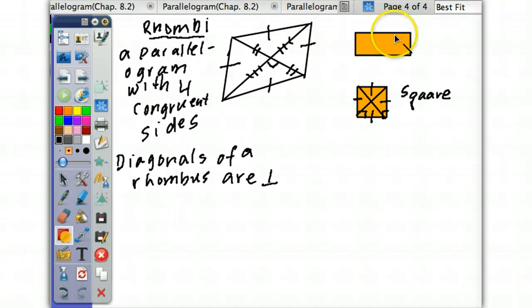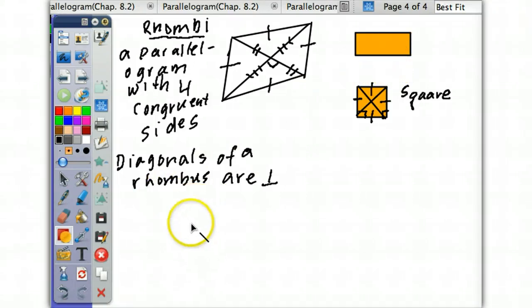All right. How about the rectangle? Would every rectangle be a square? No. Although the corner angles are 90, every one is not a square. Okay. Would every square be a rectangle? Could be. We'll talk about that.